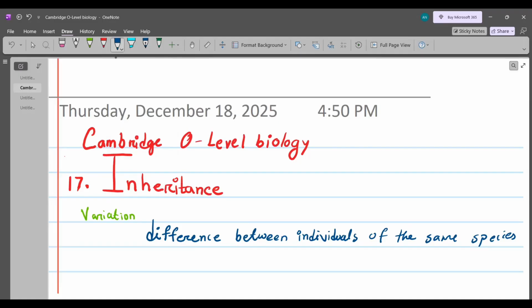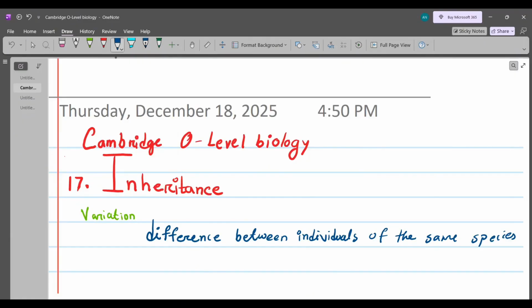In contrast, discontinuous variation shows clear, distinct categories with no intermediate values. For example, a person is either blood group A, B, AB, or O. Similarly, a person is either male or female, and they can either roll their tongue or they cannot. Seed shape and seed color in peas are also examples of discontinuous variation. Discontinuous variation is usually caused by genetic factors, often controlled by a single gene.